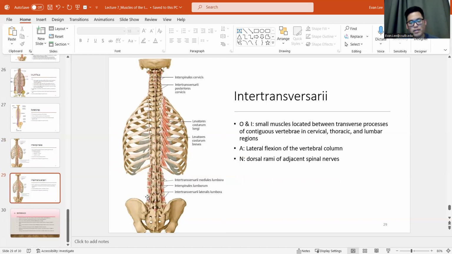Now, lastly, we have the intertransversari, which is going to be between transverse process and transverse process. So you can see this in the same manner where you go from transverse process to transverse process, going up along the vertebrae. In this case, for the most part, this helps with lateral flexion of the vertebral column, being on the sides of the vertebrae.